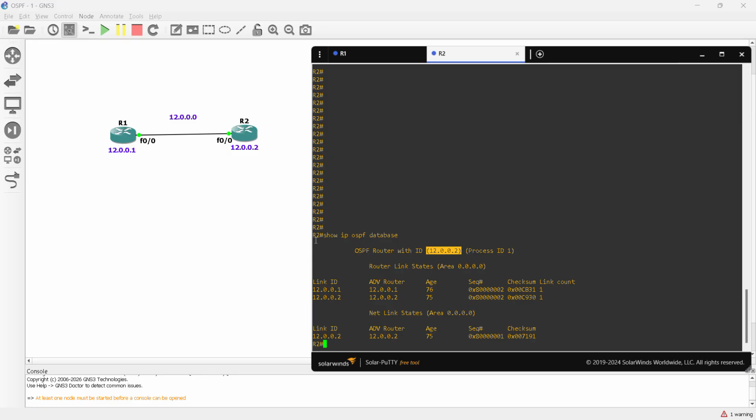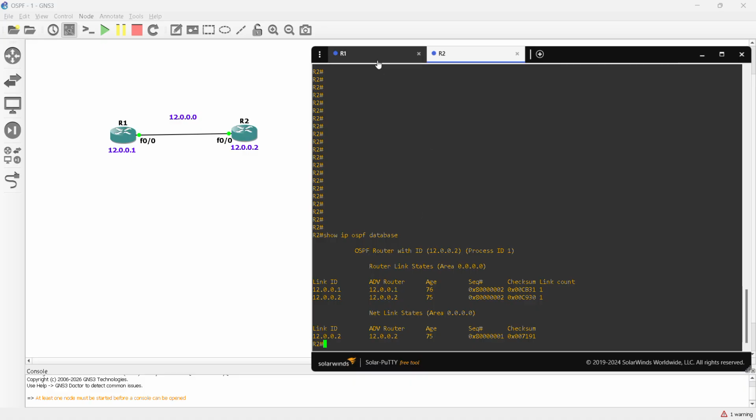When we check in R2 about the database, when we see the LSDB, this is what it is telling us. The router ID is 12.0.0.2. And when we look at the LSDB, it tells me that this is the link ID 12.0.0.2. So this is its own router ID, right? It is advertising its own information. The next up, if you look at this 12.0.0.1, this is the received LSA, right? And this is what it is advertising.